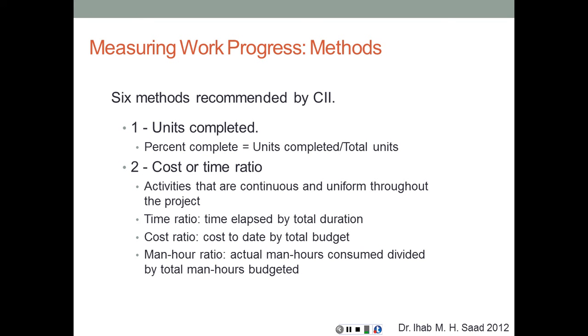In some cases, the human factor or the equipment factor are going to be the driving or the controlling factor in the duration of the activity. So in this case, if for example I estimated this activity is going to take 200 man-hours and I have already used 120, then this activity must be 60% complete. That's the cost or time ratio.